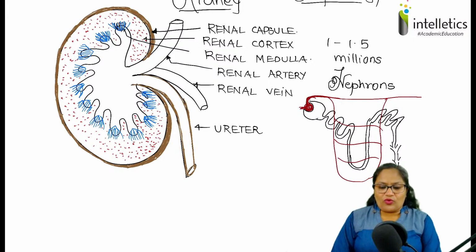Now, the nephrons do contain the blood vessels. You might have heard of the network of the blood capillaries present inside this cup-shaped structure, which is called a Bowman's capsule, and this entire structure is called a Malpighian body. This is called the glomerulus. So it's a network of blood vessels.